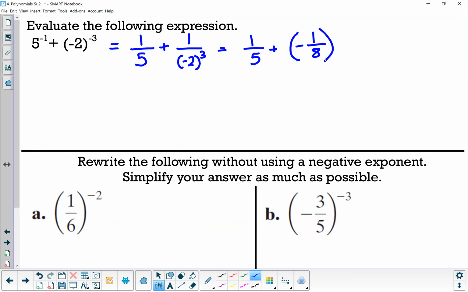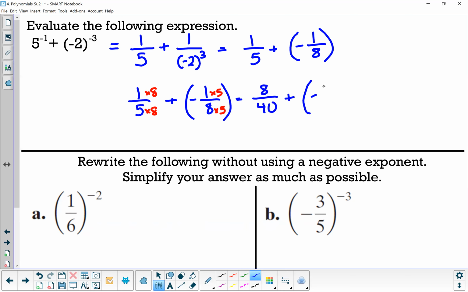Okay, so if you want to find a common denominator between the 5 and the 8, then 40 is going to be our least common denominator. So if I take 1/5 and multiply that by 8/8, and if I take the negative 1/8 and multiply that by 5/5, that's going to give me 8/40 plus negative 5/40. And we end up with 8 minus 5, which is 3/40. If you got that, well done.